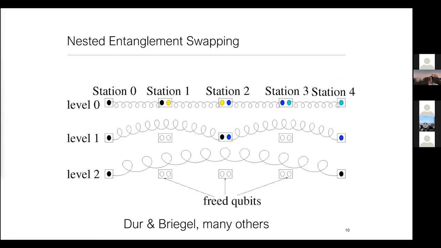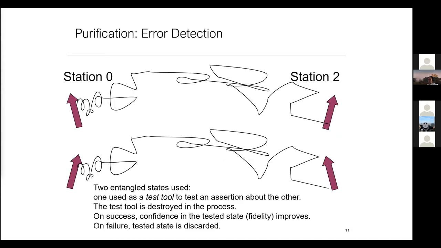And from the functional point of view, this can be viewed like this. We have multiple levels of entanglement. First from station 0 to station 1, then station 1 to station 2. And then, using entanglement swapping, in the end we can achieve end-to-end entanglement between the end nodes that want to send the qubits between the memories.